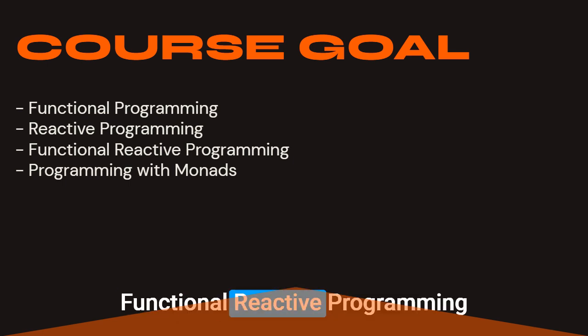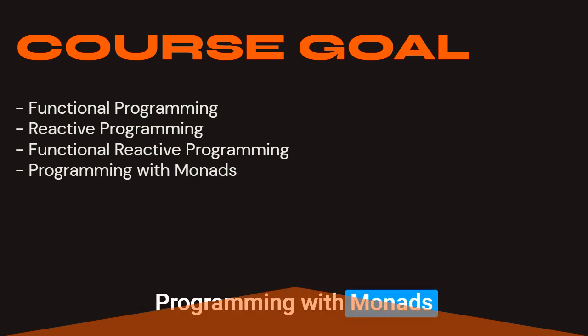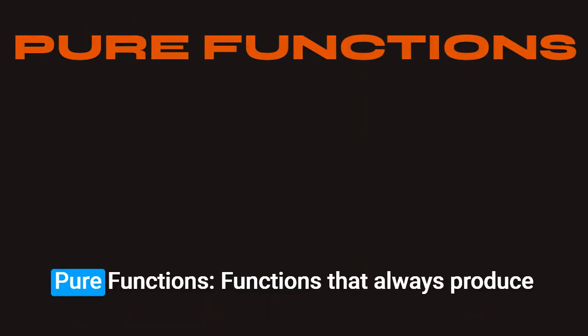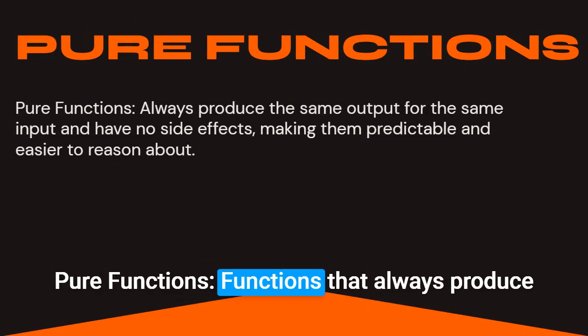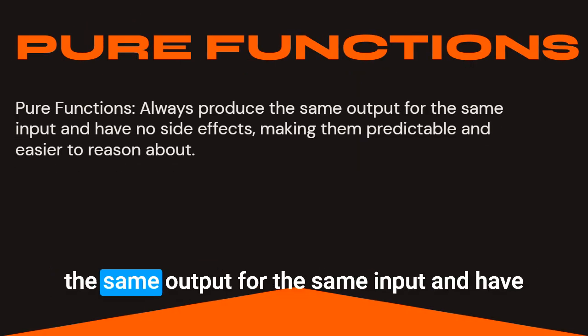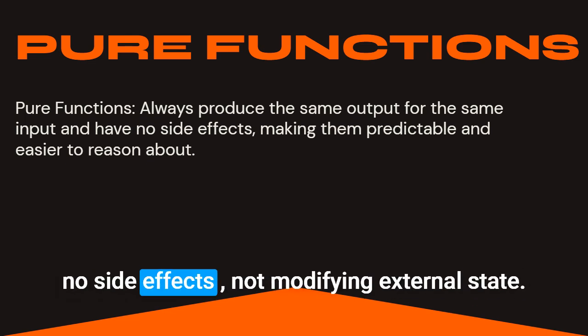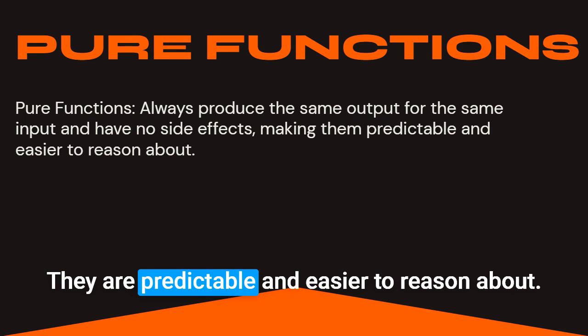The goal of this course is to understand the underlying concepts of RxJS, functional programming, reactive programming, functional reactive programming, programming with monads. Functional programming: pure functions, functions that always produce the same output for the same input and have no side effects, not modifying external state. They are predictable and easier to reason about.